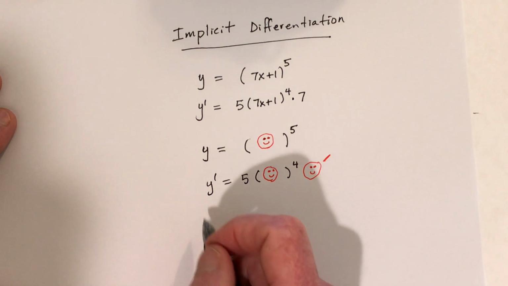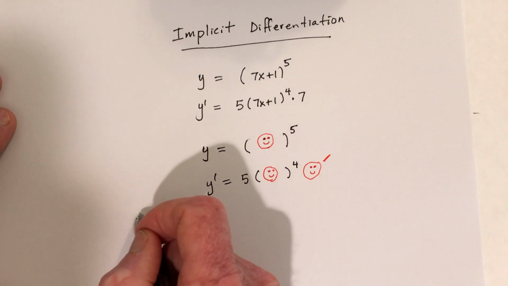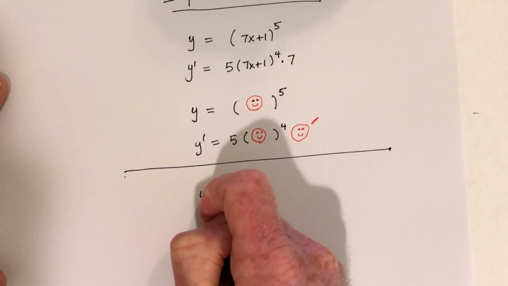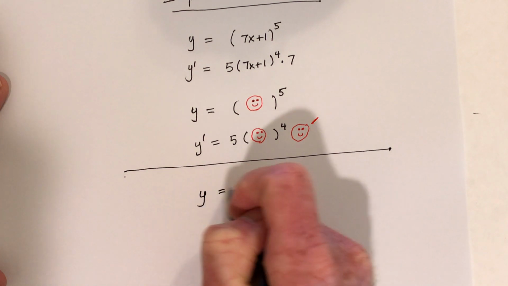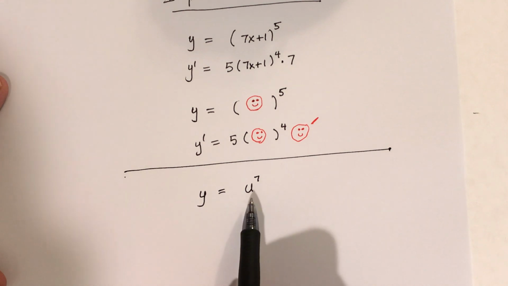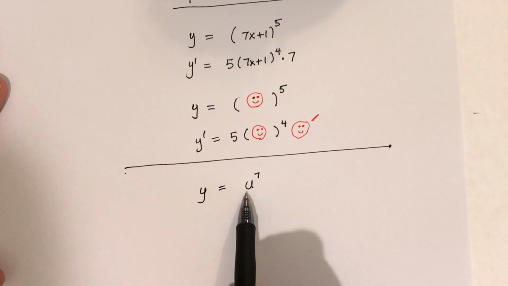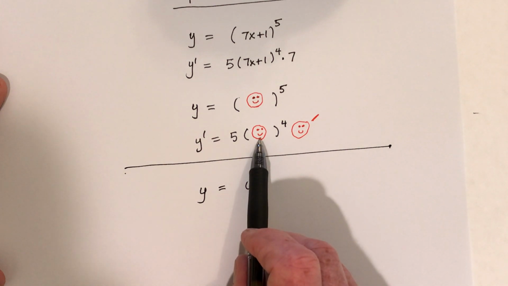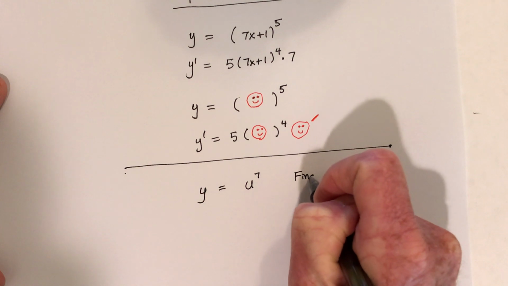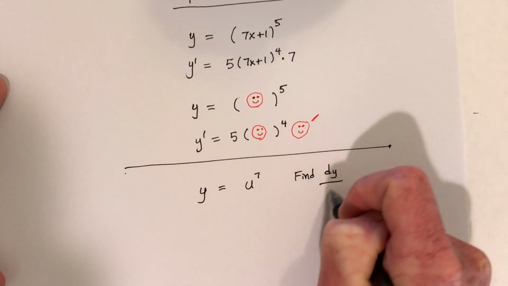So if, put a nice line right here and then I can do the next one. So if y was equal to u to the 7th, and it's implied that u is a function of x, but we don't know what it is. So basically I'm just replacing smiley face with a u. So then find dy dx.